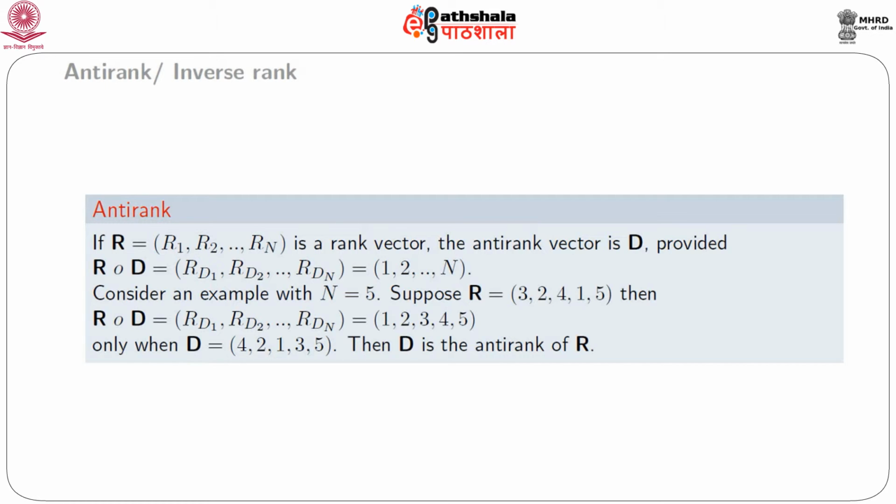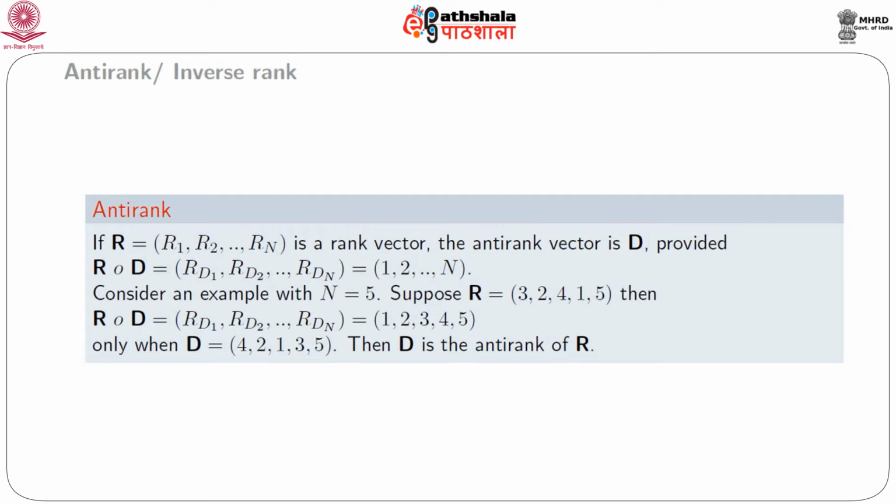Next we shall introduce the concept of anti-rank or inverse rank. If R1, R2, ..., Rn is a rank vector, the anti-rank vector D is provided by the composite function R of D, which is nothing but (R_D1, R_D2, ..., R_Dn), such that the composite function gives the numbers in the natural form, that is, D is the anti-rank vector if the composite function R of D comes out as 1, 2, up to n.